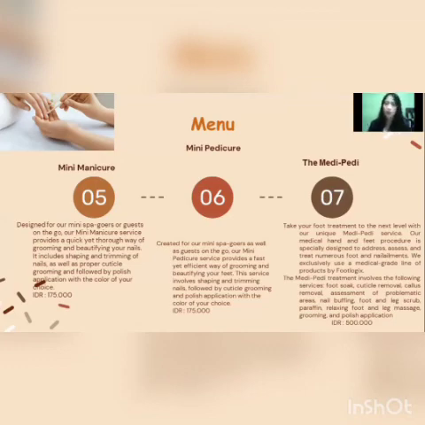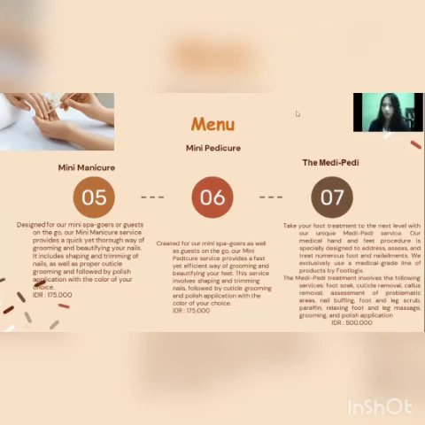And the sixth is our mini pedicure. Our mini pedicure service provides a fast yet efficient way to groom and beautify your feet. This service involves shaping and trimming nails, followed by cuticle grooming and polish application with the color of your choice. Okay. And then the seventh of our products is the mini pedi.